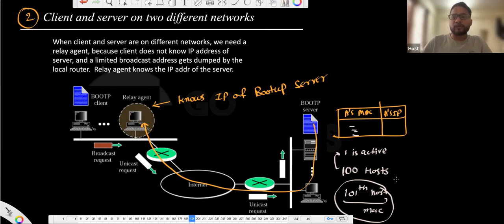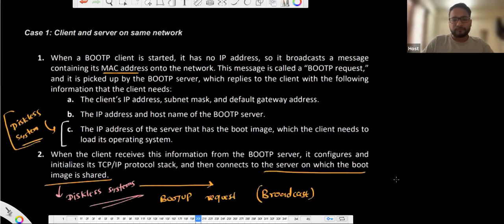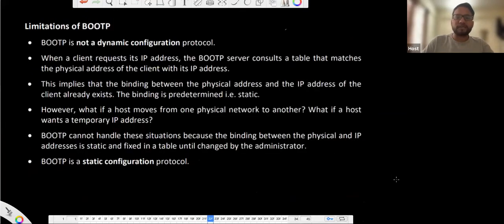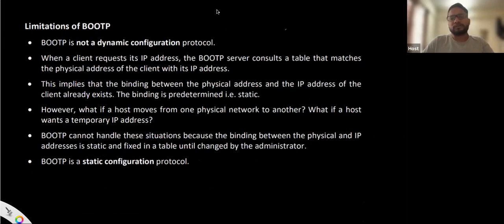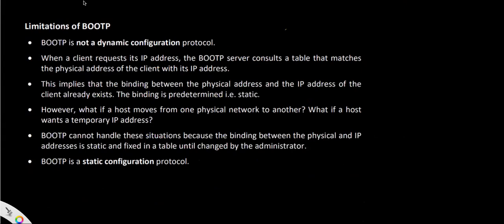Ideally, I should not be having static mapping. Whenever someone asks me for an IP address, I should have a pool, and from that pool I should be able to assign some IP address, right? And that's where DHCP comes into the picture. So let's see the limitations. BOOTP is not a dynamic configuration protocol. Yes, that's one of the most major limitations of BOOTP, that it is not a dynamic protocol, right? Is this okay to everyone?